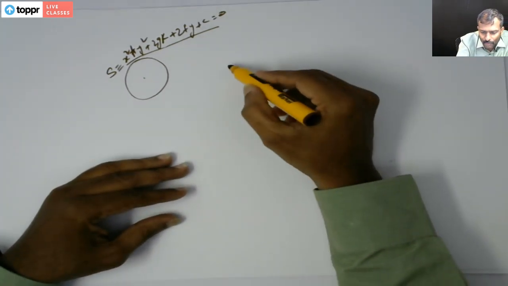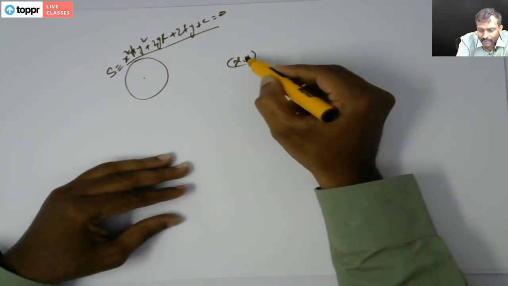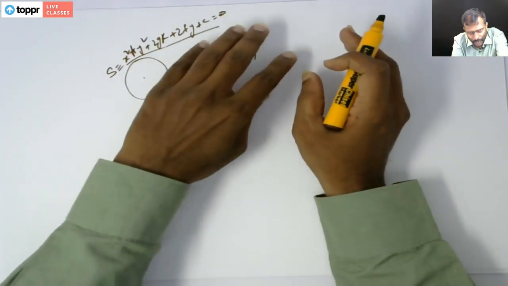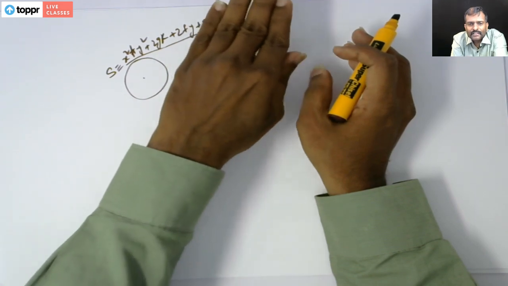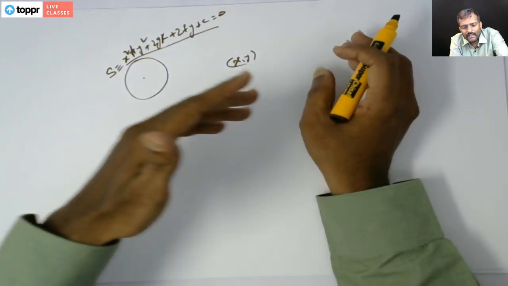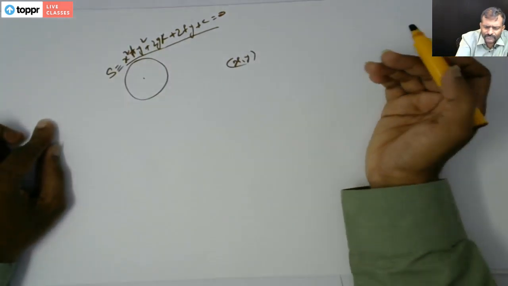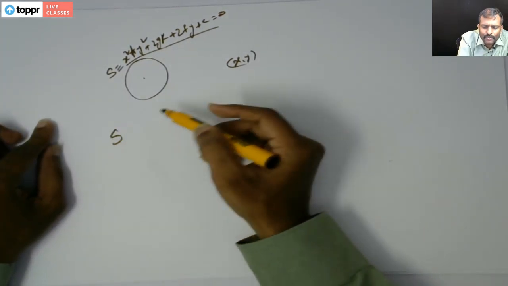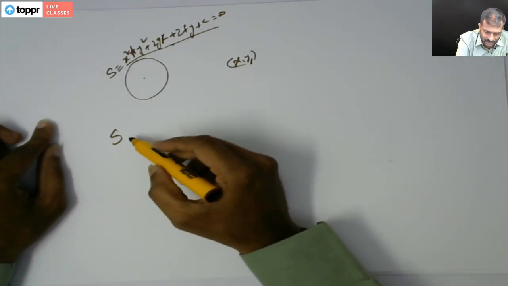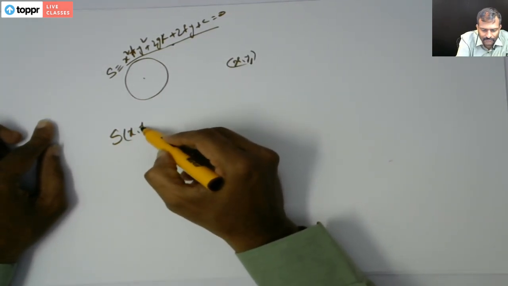Now I have a point (x1, y1). I don't know where the point is. I want to know whether this point is inside the circle, outside the circle, or on the circle. So how will we know that? You have to substitute this point in the equation of the circle, that is S(x1, y1).